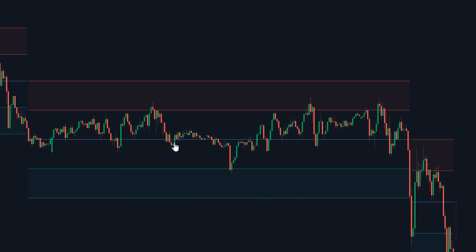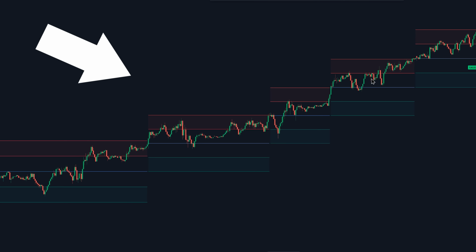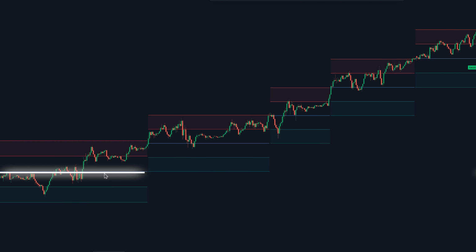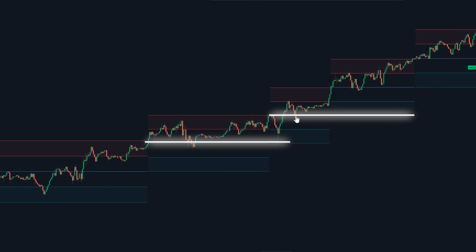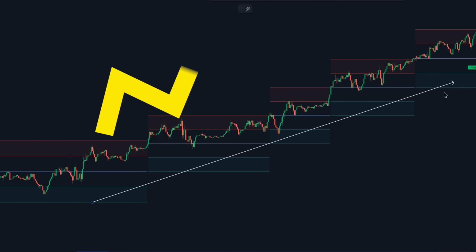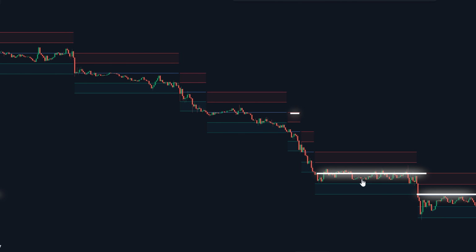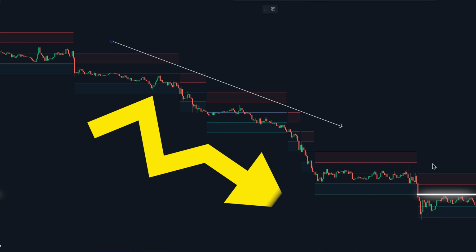The interactions between the price and the central level can be used to detect the trend of the market. If we have multiple ranges like this, you can take a look at the central levels. If the central levels are positioned higher and higher relative to each other, like here, that would indicate that the trend of the market is bullish. Conversely, if the central levels are positioned lower and lower relative to each other, like here, that would indicate that the trend of the market is bearish.